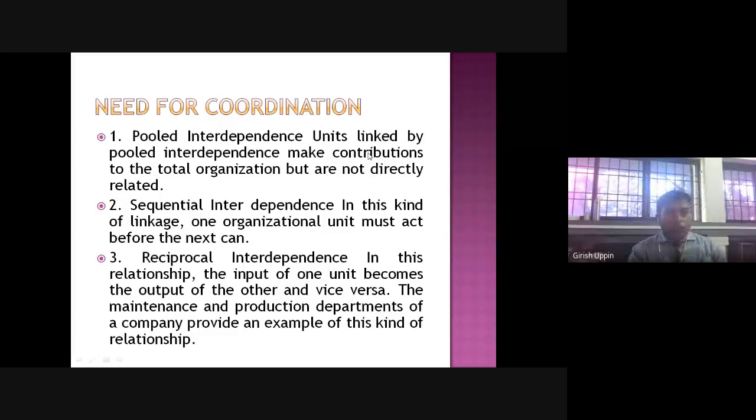Pooled interdependence: units linked by the pooled interdependence make a contribution to the total organization but are not directly related. Sequential interdependence: in this kind of linkage, one organizational unit must act before the next can. So it has to go in a sequential way. Reciprocal: one unit is dependent on the other and the other is dependent on the first one. They are dependent on each other for their output.